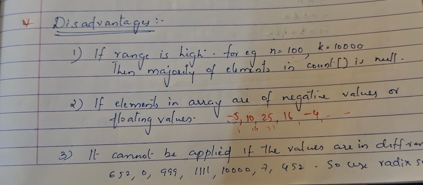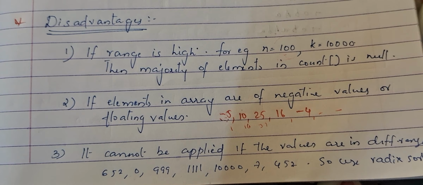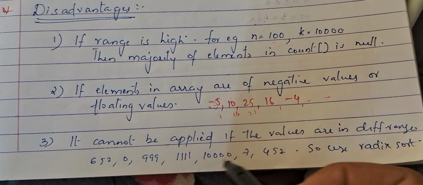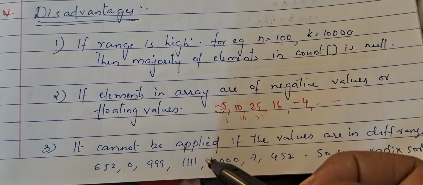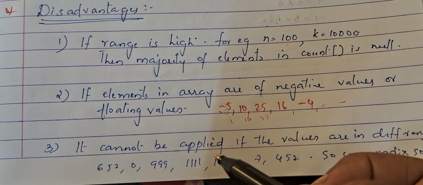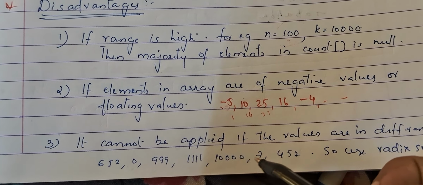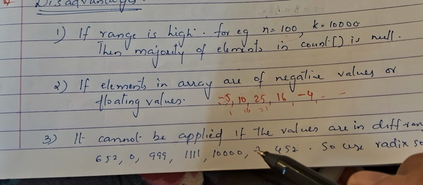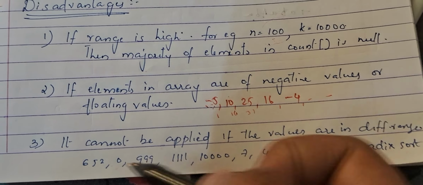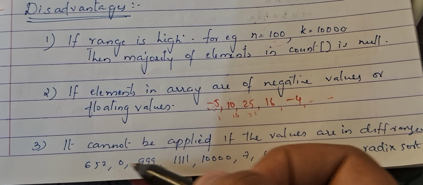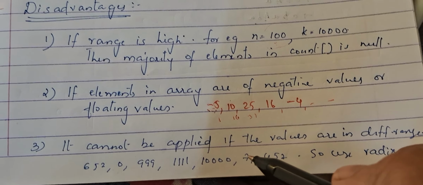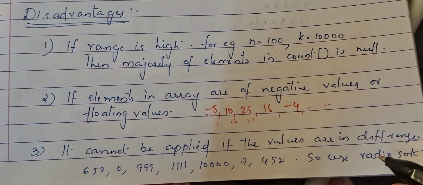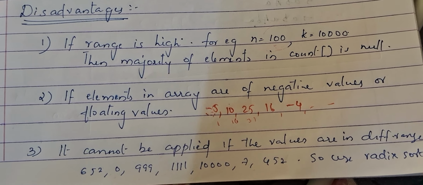Another drawback is that the values may be in different ranges. In our example the values vary from 0 to 9. But if there are no continuous ranges, or the range is not properly defined, for example 652 is there, 0 is there, 999 is there, then it is very difficult to perform counting sort. In this case we can use Radix sort, and I will explain this in the next video.